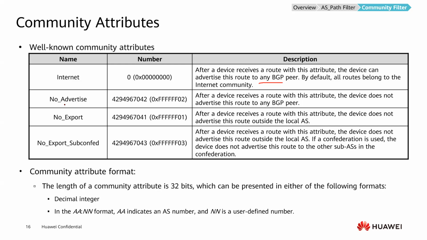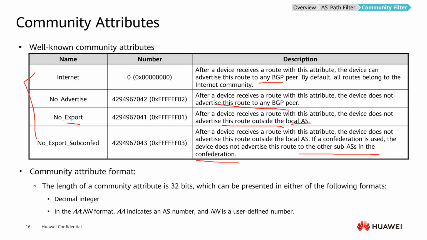And the second is no advertise. No advertise means the device does not advertise this route to any BGP peer. No export means the device does not advertise this route outside the local AS. And the final one is no export subconfed. That means the device will not advertise this route to other sub-ASes in the confederation. So these are the four kinds of well-known community attributes.